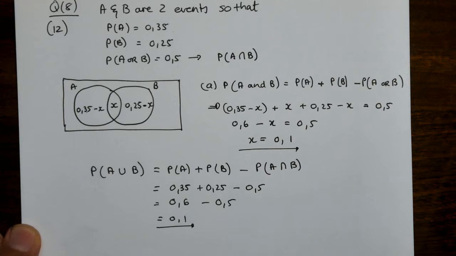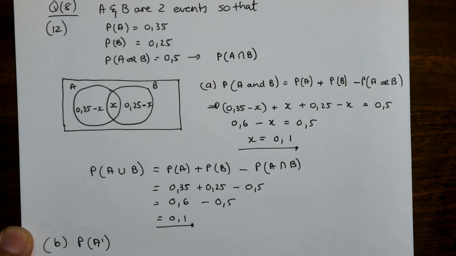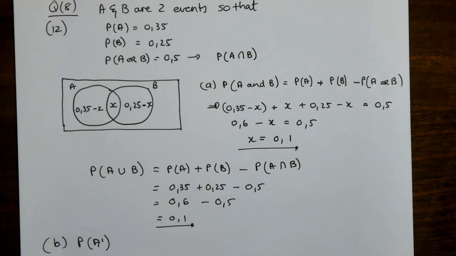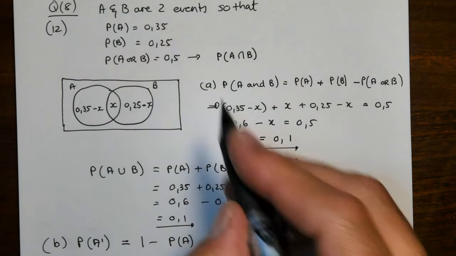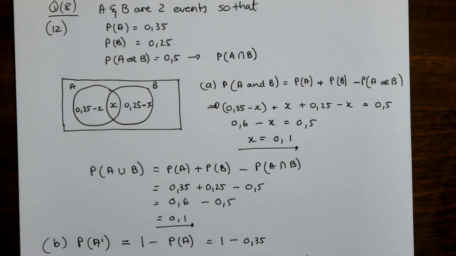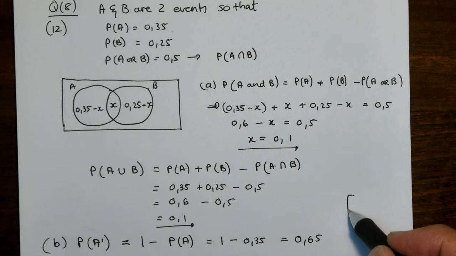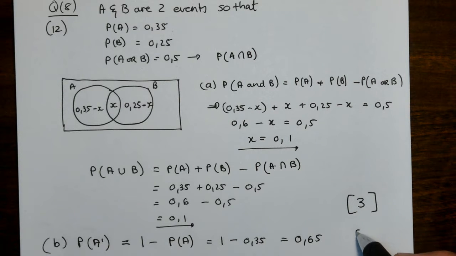Okay, now let's have a look here. Part B. They ask us to find the probability of the complement of A. Okay, so we know that this rule is 1 minus the probability of A. Now 1 minus the probability of A, which is 0.35, gives you a result of 0.65. Now the first one was for 3 marks, the second one is for 2 marks.